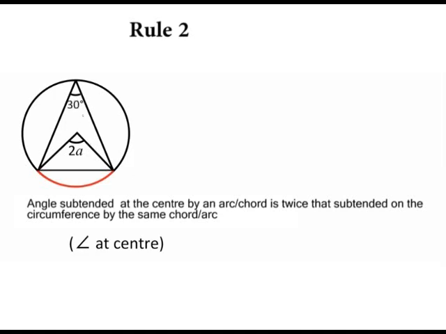So if we knew this was 30 degrees, what will be the angle here? It will be twice as big, that is 60 degrees. If it was 40, that will be 80 degrees.